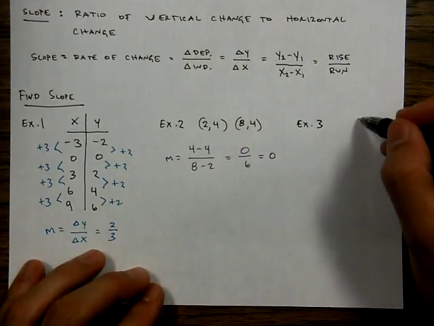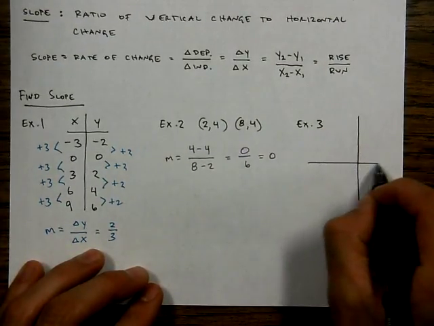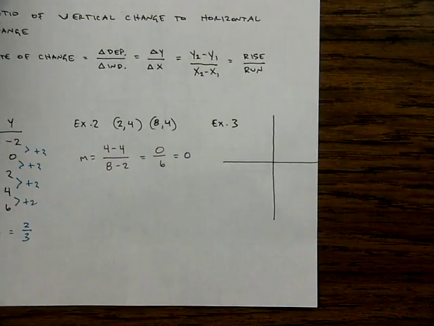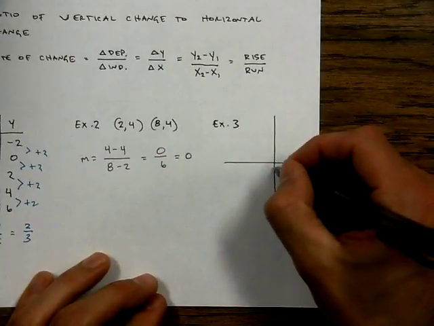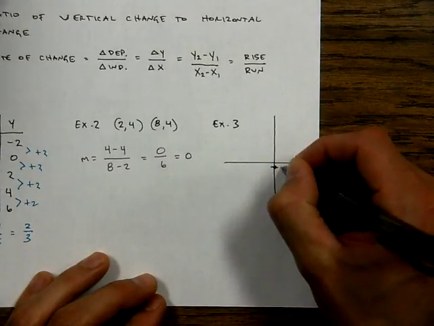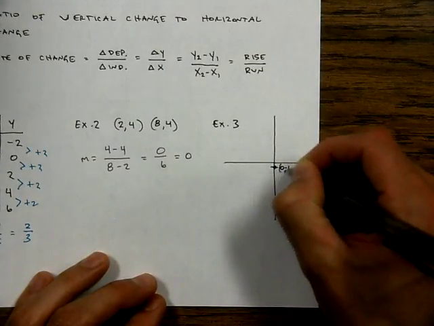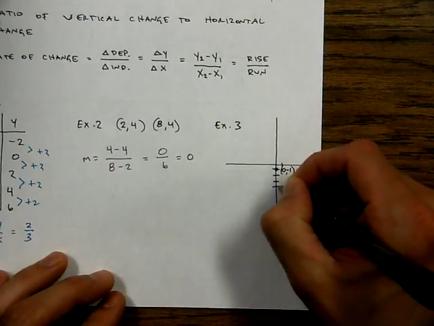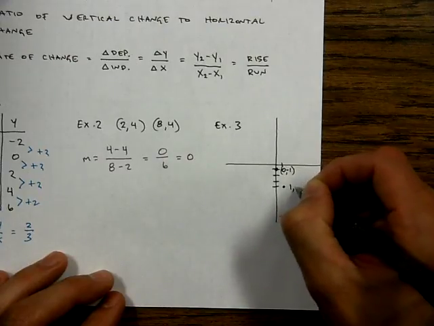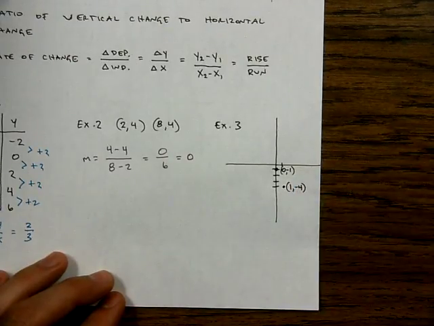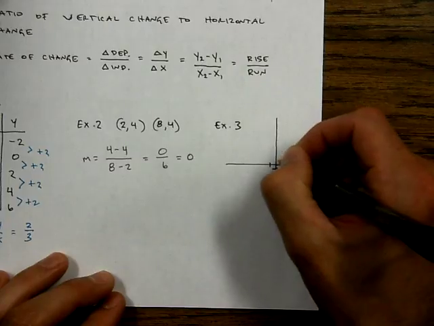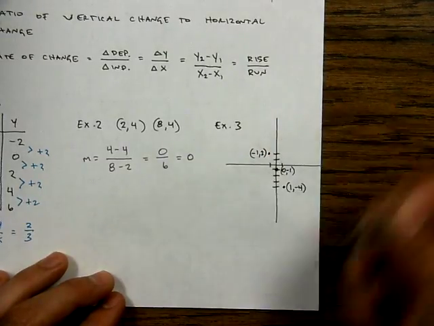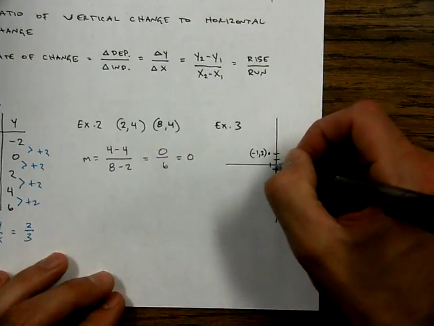All right, so third example, I'm going to draw a sketch of a graph. So again, just a sketch, so let's go ahead and put the point 0, -1 on there. 1, -4, -1, 2, and -2, 5.